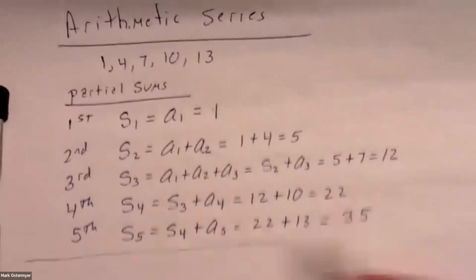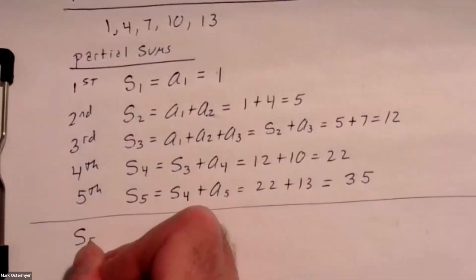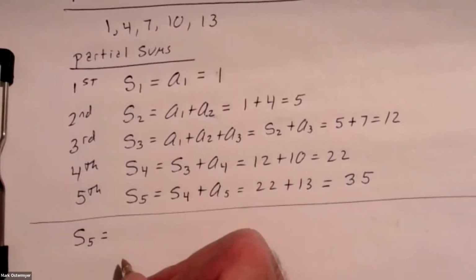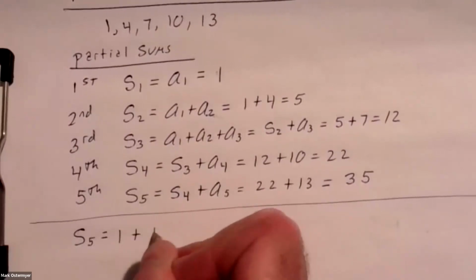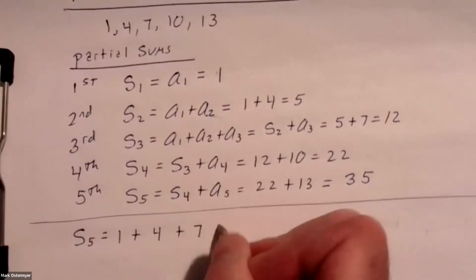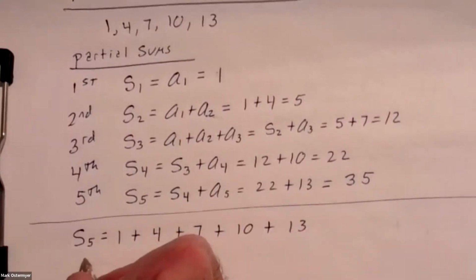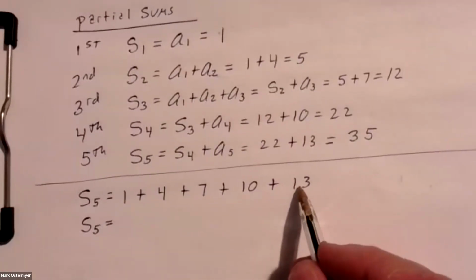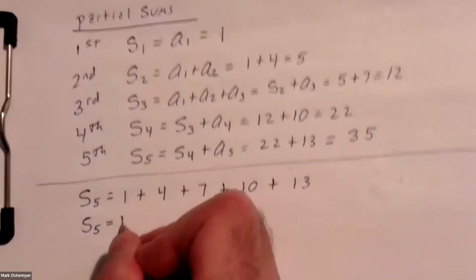Now, I want to show you something very interesting here. Take the 5th partial sum, which is the sum of the first 5 terms of the sequence, which is the sum of all the terms of the sequence. And below it, we're also going to put the 5th partial sum, but this time we're going to flip this around. We're going to write the partial sum, instead of from left to right, from right to left.